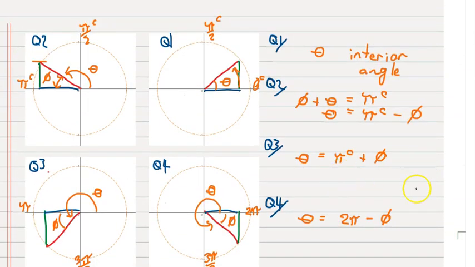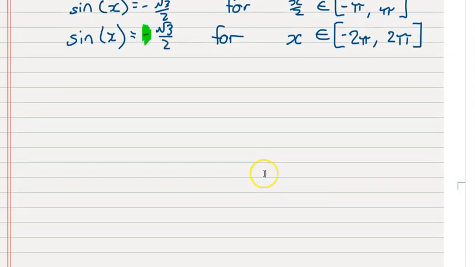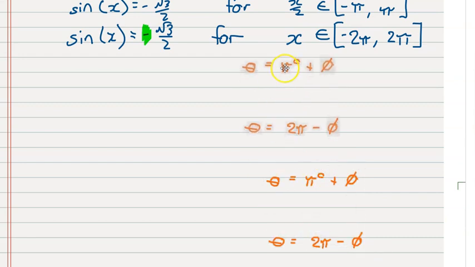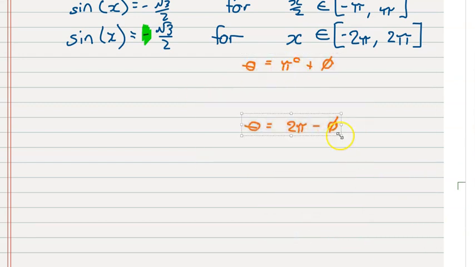So going up, because we're in negative quadrant 3 and 4, we're going to use these two equations here. Theta equals pi plus phi, and theta equals 2 pi minus phi. So I'll grab these and I'll go back up, and put that there just for reference sake.